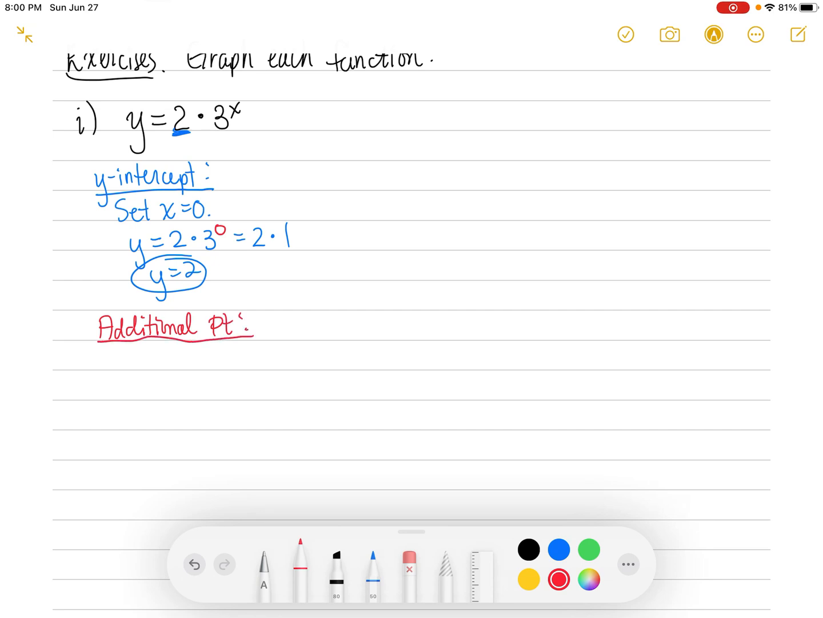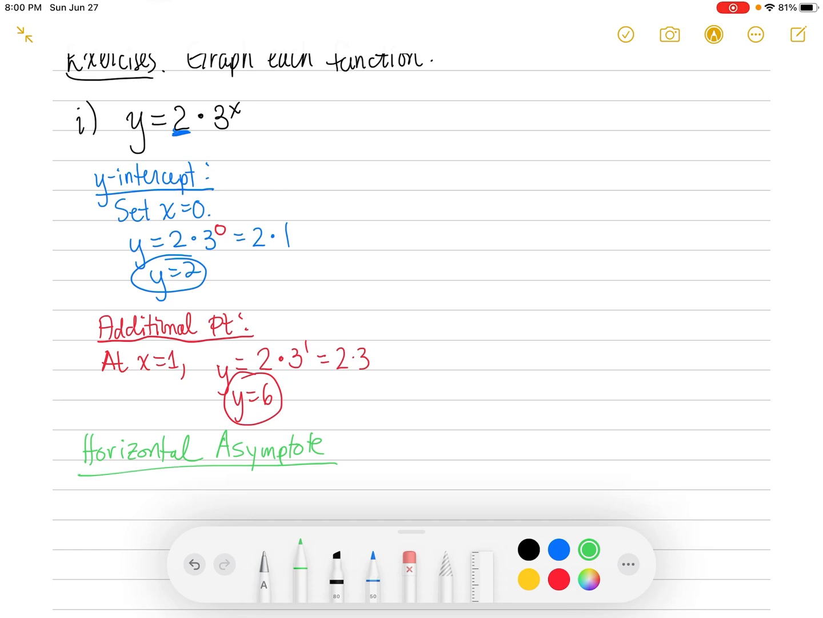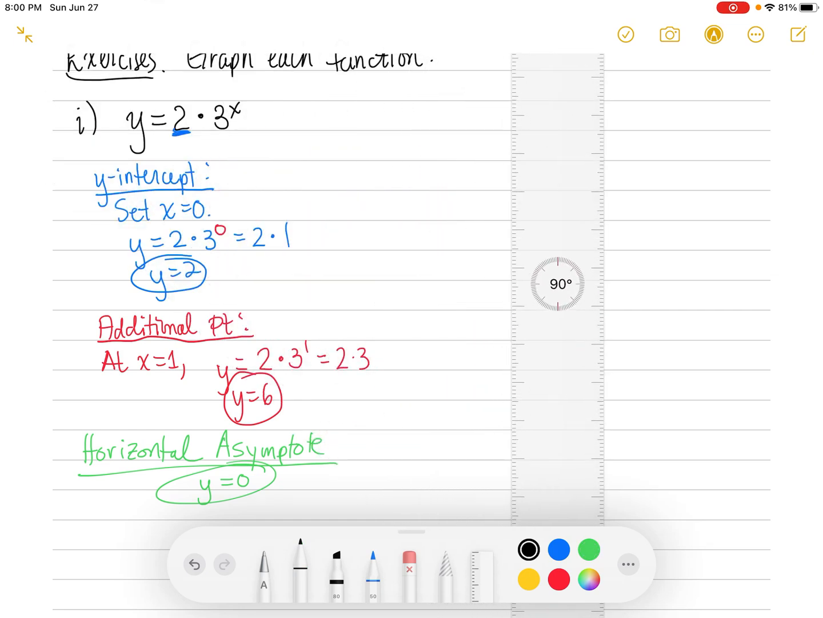Okay. And once you have the y-intercept, then you have to find an additional point. So I'll plug in 1 for x. At x equals 1, what is y? So I'm going to have y equals 2 times 3 to the 1 power. That's basically 2 times 3, so y is 6. And then I want my horizontal asymptote, which for a standard exponential, which this is, since we haven't done any shifts or anything, is going to be at y equals 0.